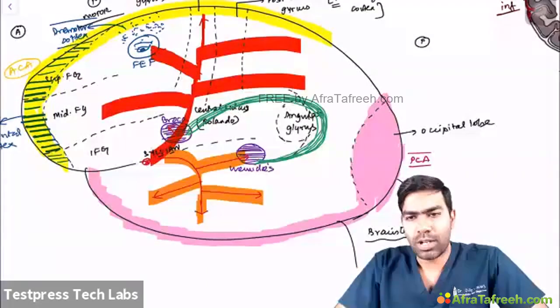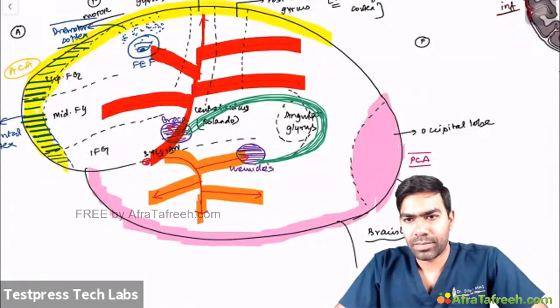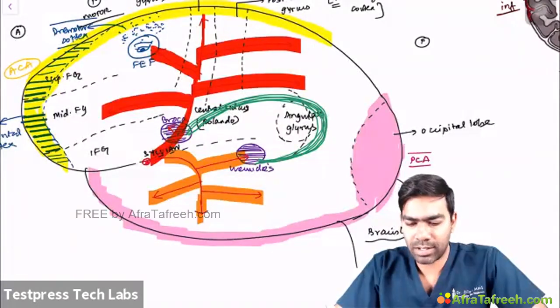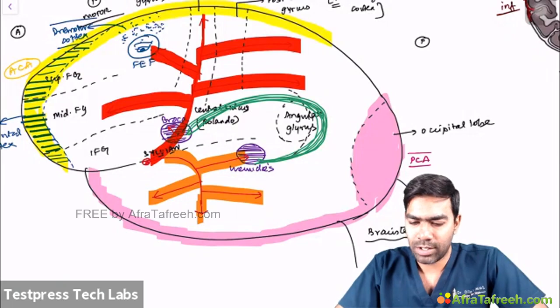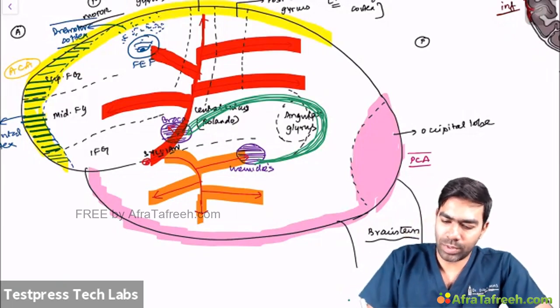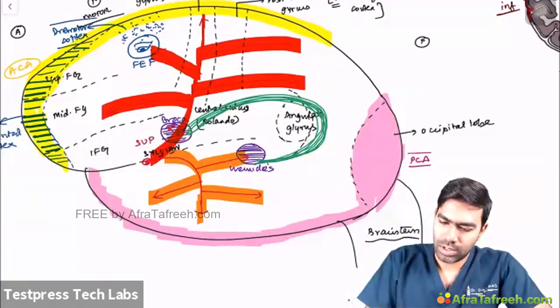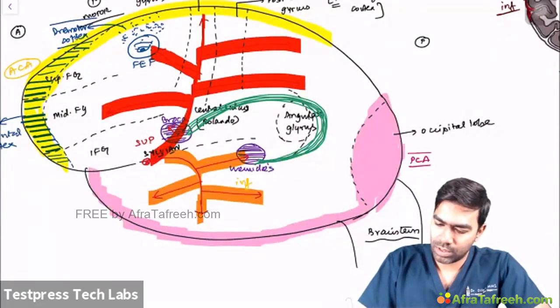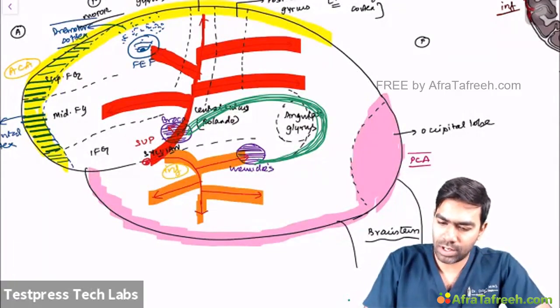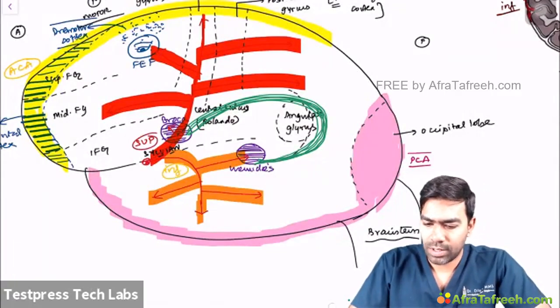Please mark it as superior division and inferior division. We'll take a snapshot. Okay, so this is the superior division and this is the inferior division. I can write here: this is the inferior division, and this is going to be the superior. Okay, all right.